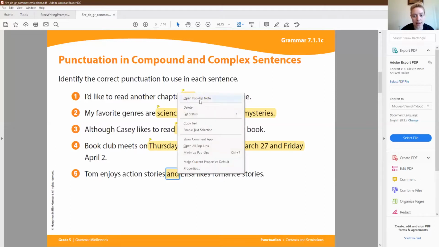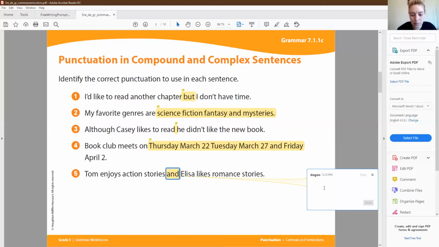Okay, so we're going to go off to the side, write that sentence correctly. So, "Tom enjoys action stories, comma, and Elisa likes romance stories." Okay. So our comma there needs to be between "stories" and "and" because we're separating those two independent clauses there, guys, with a comma and a conjunction word.